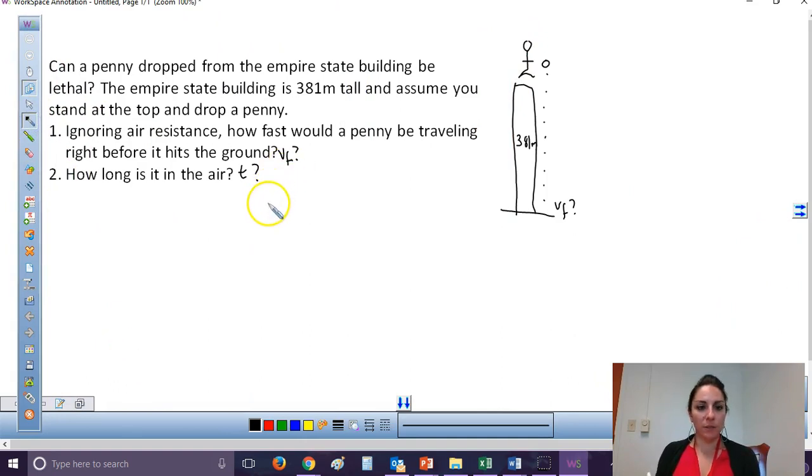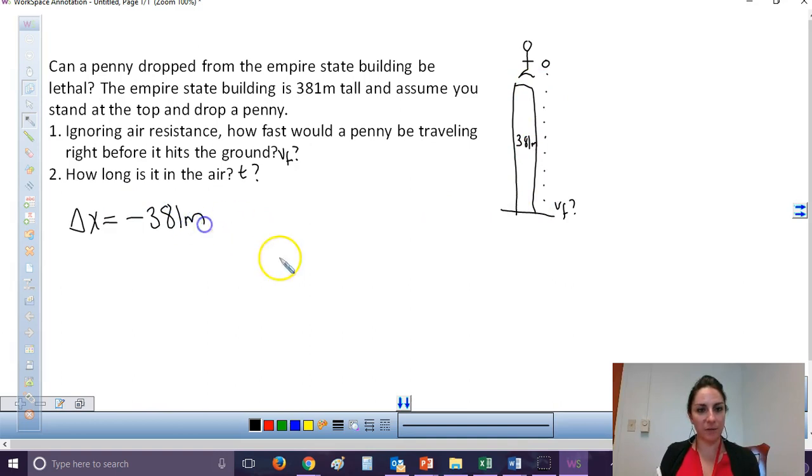Alright, so let's finish this problem. So it looks very empty, right? It's like, oh, we only have a distance. So we do have a delta x. Now notice that this object's actually moving downward, so the displacement is actually negative 381 because it's moving downward.